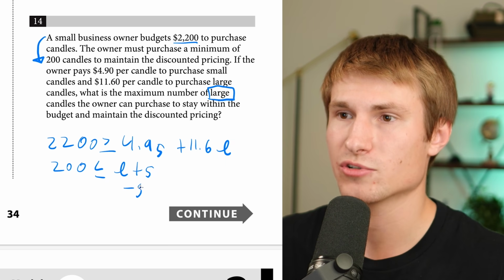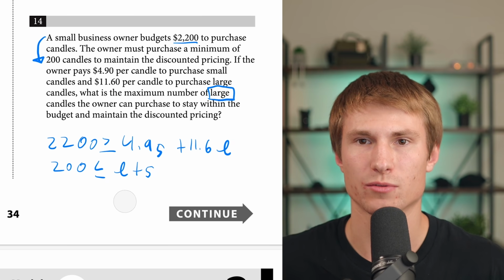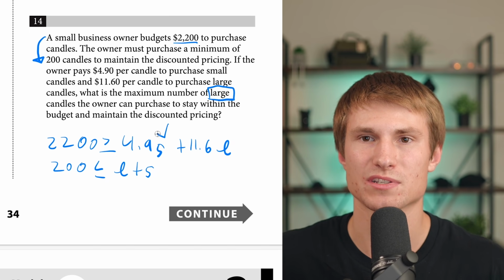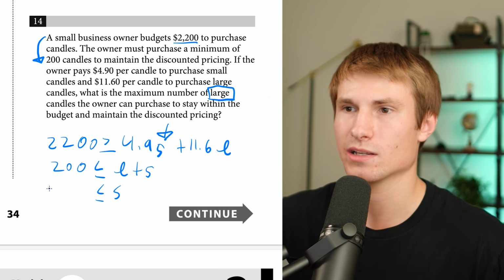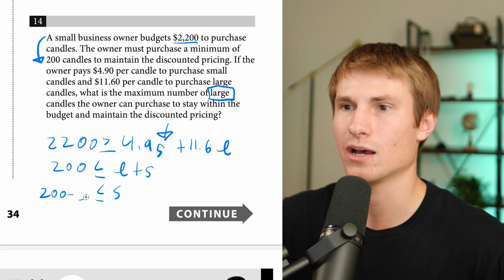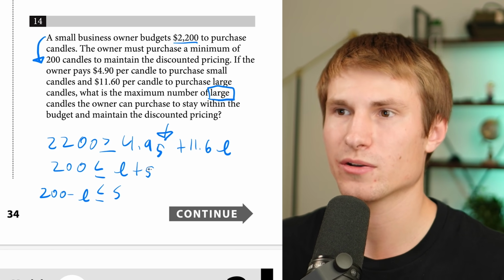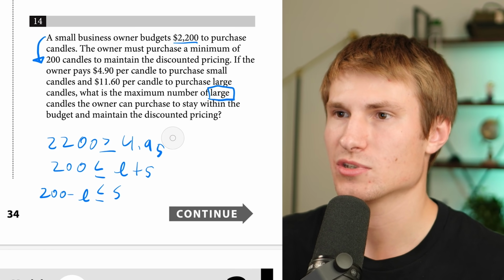Okay, so we're going to subtract L from each side because we want to isolate S. And the reason why is we want to substitute in for S something with L. So let's go ahead and get S by subtracting L from both sides. We get 200 minus L is going to be less than or equal to S. Now we can go ahead and substitute that in for S.